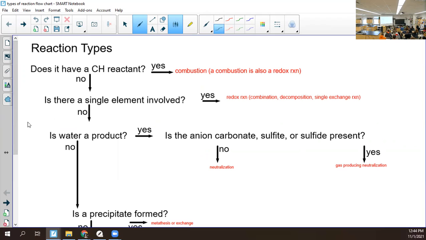All right, so reaction types. If you are just given a reaction and I ask you what type, and it's nice to know the type so you know how to finish it, you can ask yourselves these questions. The first question would be, does it have a CH reactant, like CH4 plus O2 or something like that? If the answer is yes, then it is a combustion reaction. Now, be careful, a combustion reaction is also a redox reaction. It's both.